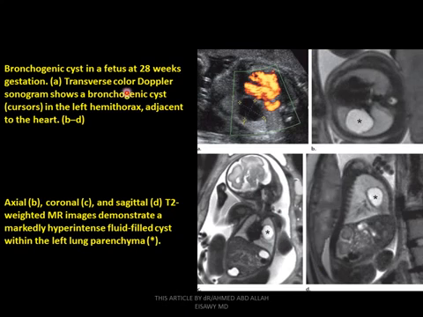Bronchogenic cyst in a fetus at 28 weeks. Transverse color Doppler sonogram shows a bronchogenic cyst in the left hemithorax adjacent to the heart. Bronchogenic cyst adjacent to the heart, as seen in coronal and axial T2, sagittal, axial, and coronal MRI T2. Hyperintense fluid-filled cyst within the left lung parenchyma.